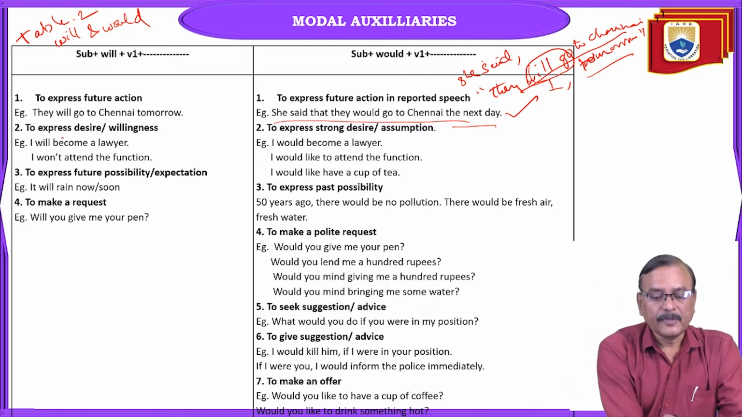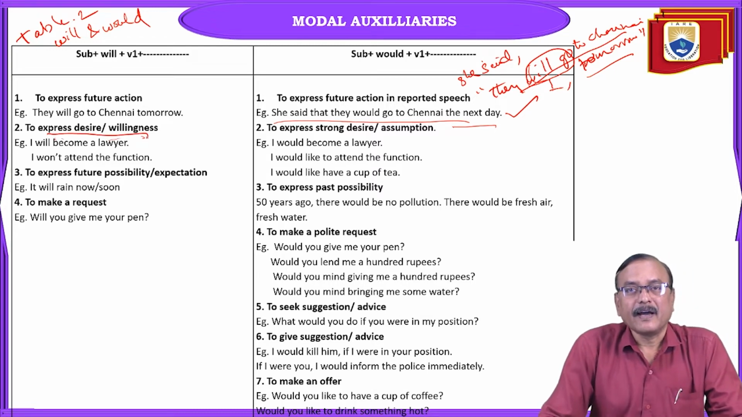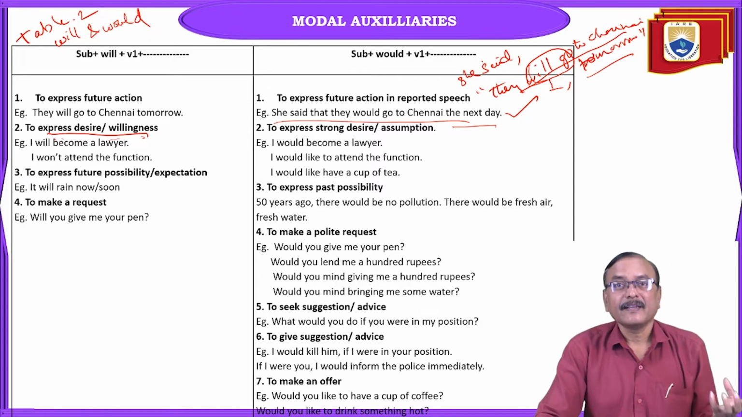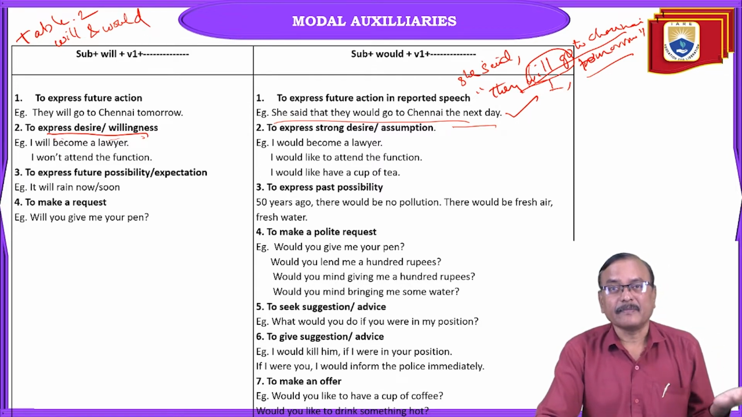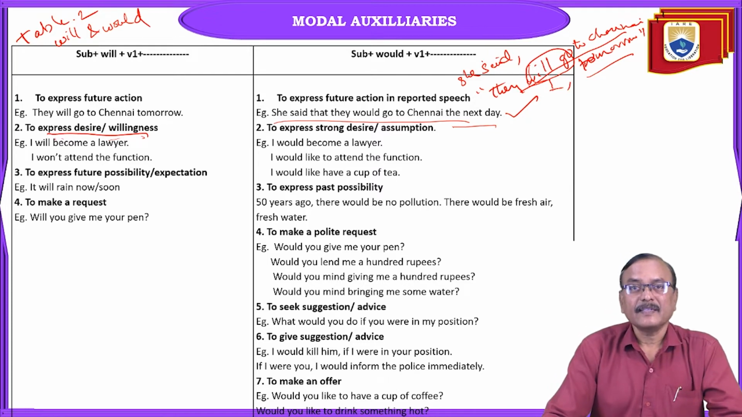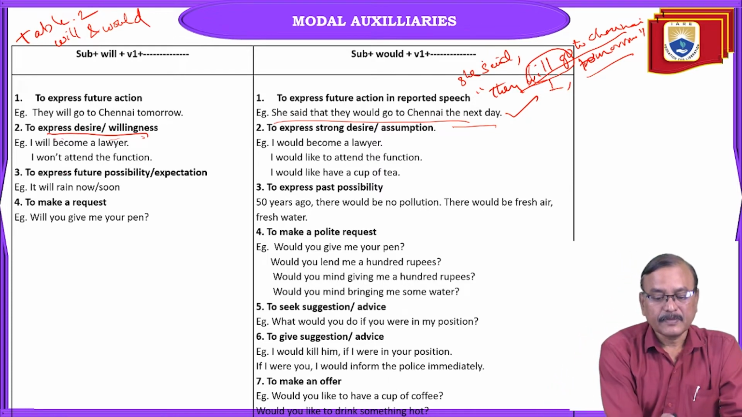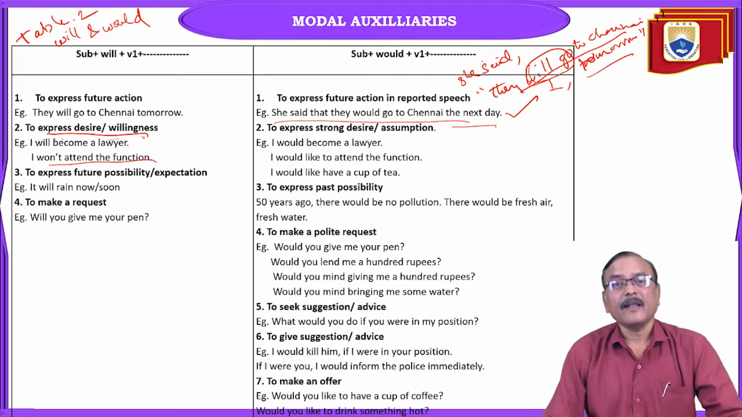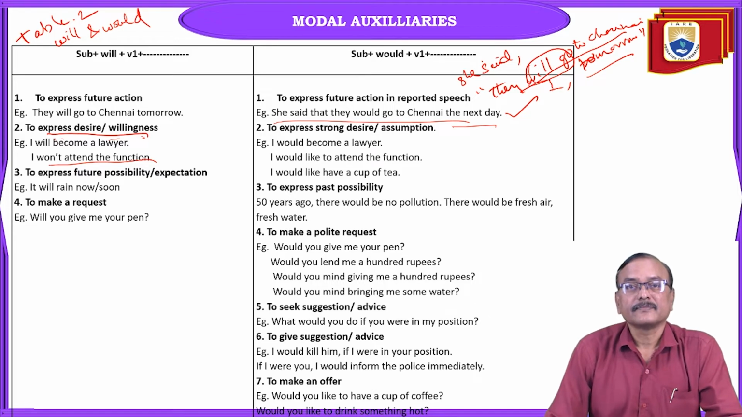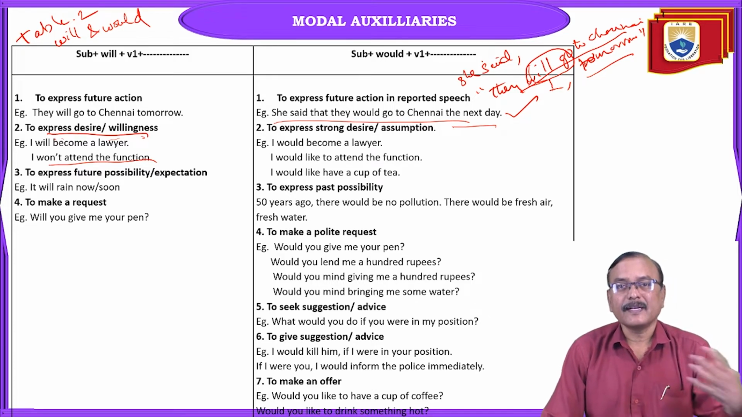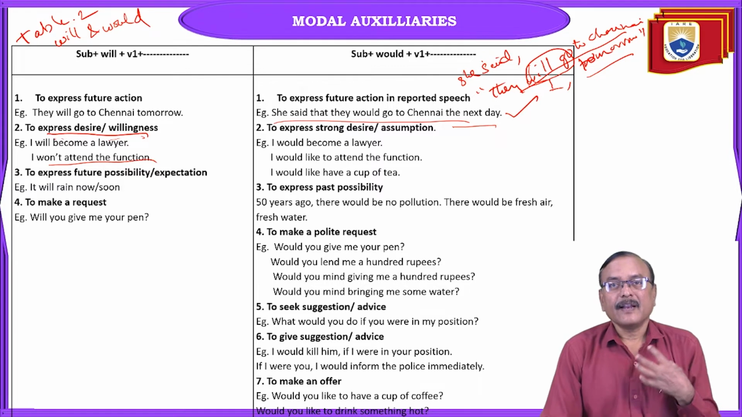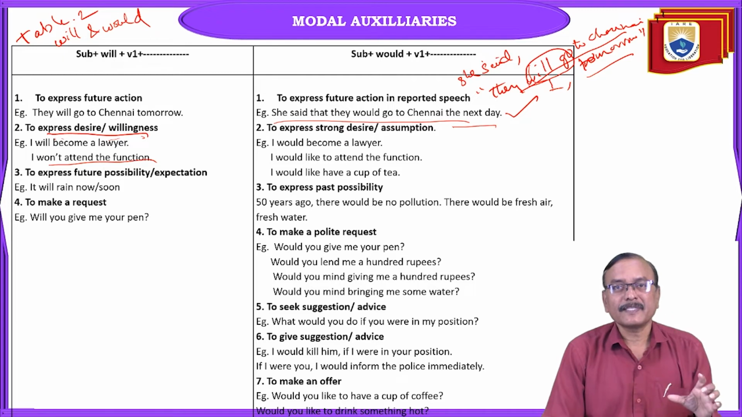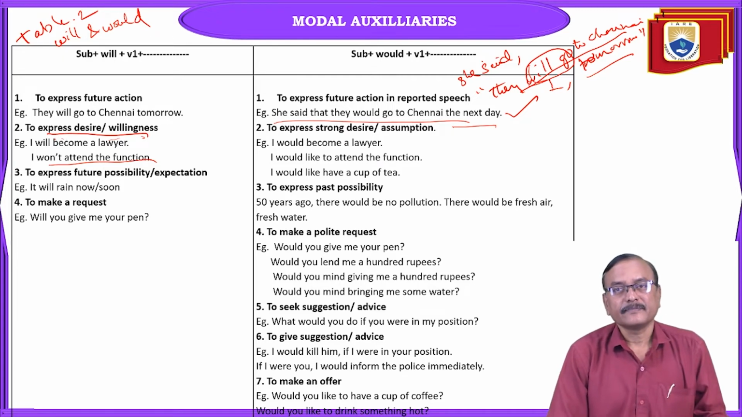Okay, the "will" side. To express desire or willingness: I will become a lawyer. That is my desire, my goal or my ambition. Is it clear? Right? I won't attend the function means I am not interested. Okay? To express the desire or willingness, I will become a lawyer. I will not attend the function means I am not interested.